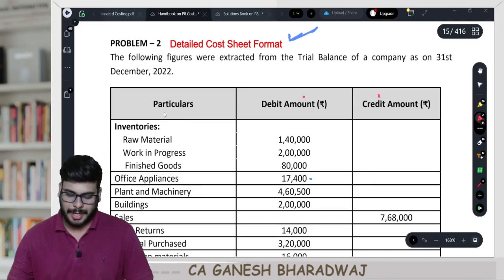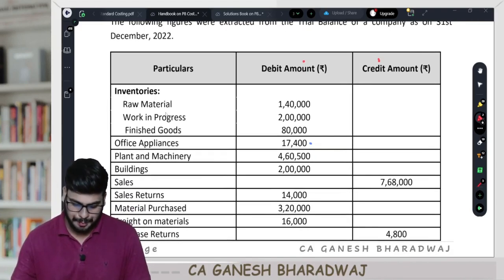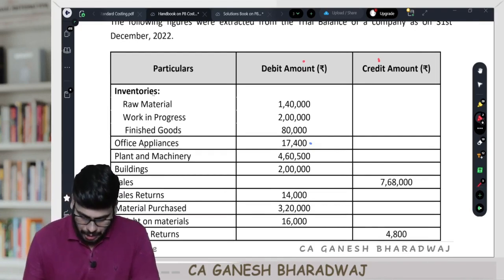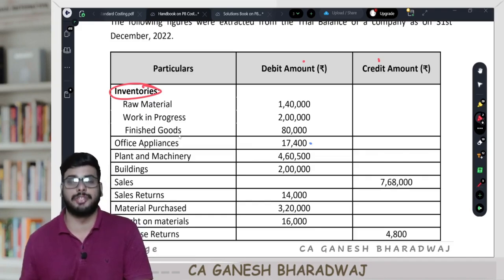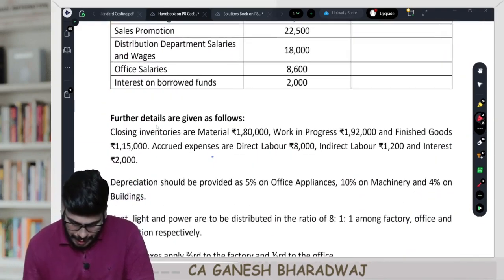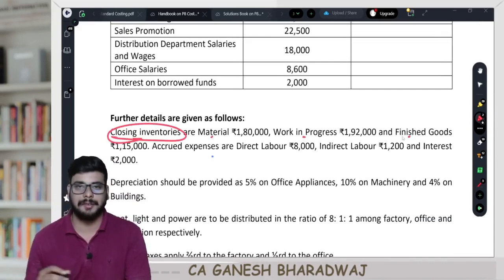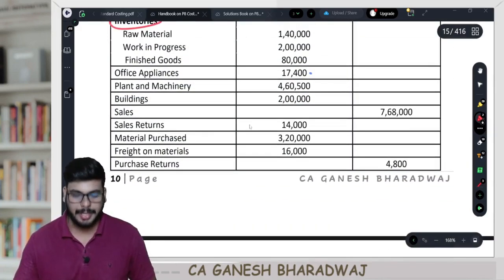The following figures were extracted from the trial balance of a company as on 31st of December 2022. Now they have given the opening stock of inventories. Sir, how do you know? They have just given inventories. How do you know it's opening stock? Very simple. The closing inventories, additional details, closing inventories of material, WIP and FG are given. So clearly when this is closing inventories, this has to be opening inventories. Are you clear with this?